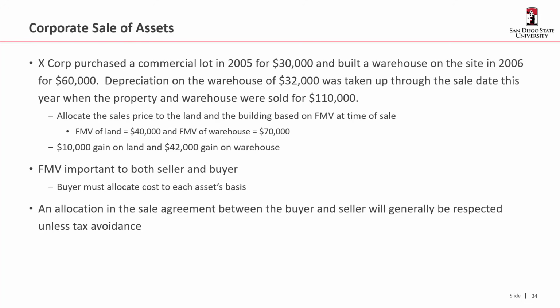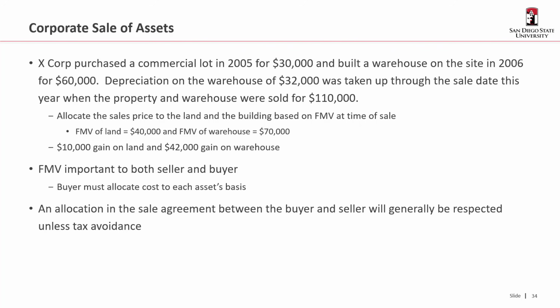So X Corp purchases a commercial lot for $30,000 in 2005, and then it builds a warehouse on the site in 2006 for another $60,000. Depreciation on the warehouse of $32,000 is taken up through the sale date, and then both the property and the warehouse are sold for $110,000. This is the acquisition of assets. So first we would need to allocate the sales price to the land and the building based on fair market value. Let's say the fair market value of the land is $40,000, and the fair market value of the warehouse is $70,000. So you'd end up with a $10,000 gain on the land and a $42,000 gain on the warehouse.